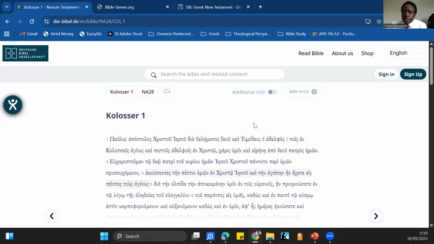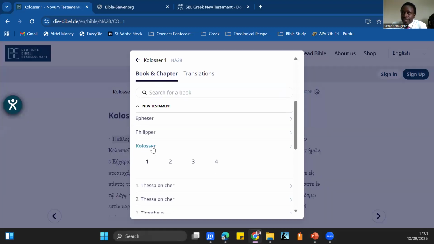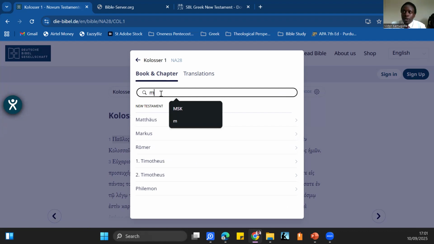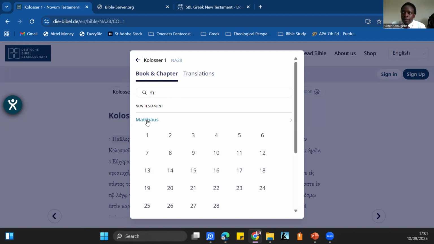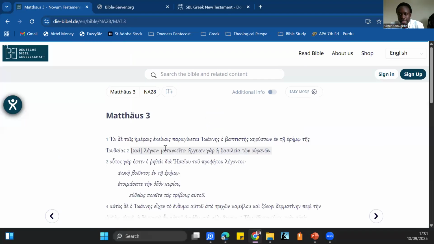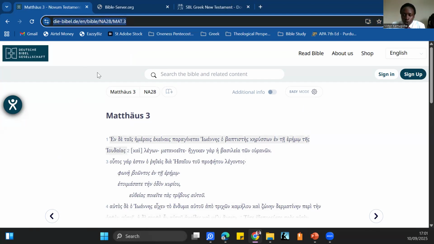This, for example, is the Nestle-Aland 28th edition. This is Colossians. When you click somewhere here, you're able to select the chapter. If you want to change the book, just type in any letter. Even if you put in M, for example, it will give you the various books which have M, and I've selected Matthew. I want chapter 3. It will open, and then I'll be able to have the text. Okay, so this is the Nestle-Aland.